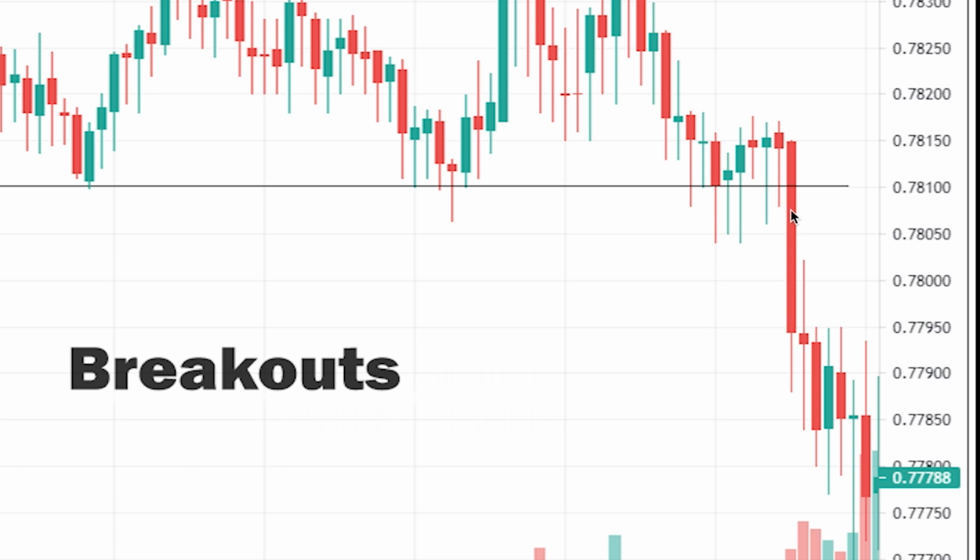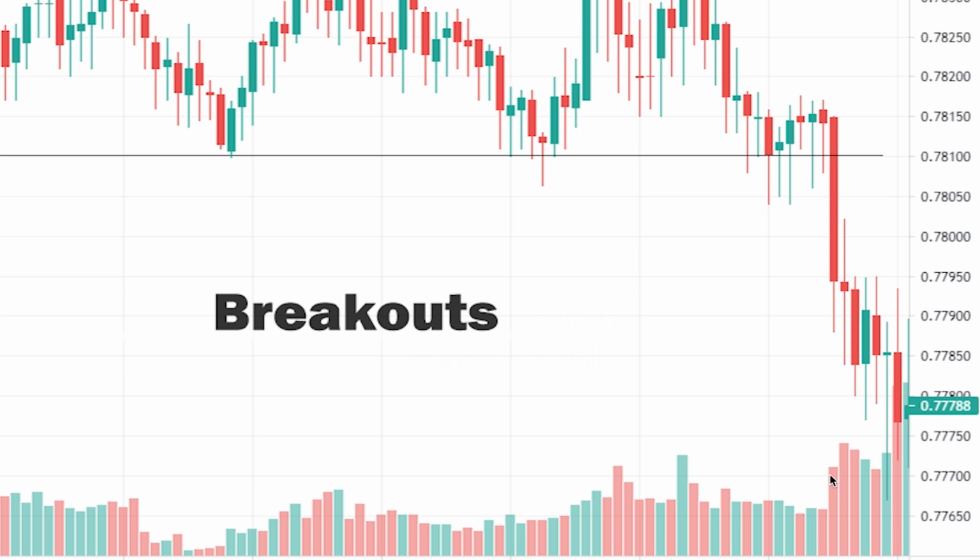And finally, you can see that we have this long red candle that broke the support level. This candle shows significant selling pressure, and if we check the volume, you can see that the volume also increased with this candle. So we can conclude that this is a valid breakout.